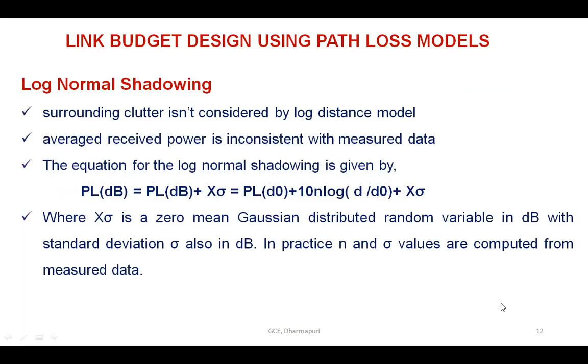Then you go for log normal shadowing. For this one, the surrounding clutter, which is not considered in the log distance model of the previous model, is taken into account, since the average received power is inconsistent with the measured data. That is the main thing. In the equation, the path loss in dB is added with X sigma. Here X sigma is a zero mean Gaussian distributed random variable in dB with standard deviation sigma, also in dB. In practice, n and sigma values are computed from measured data.